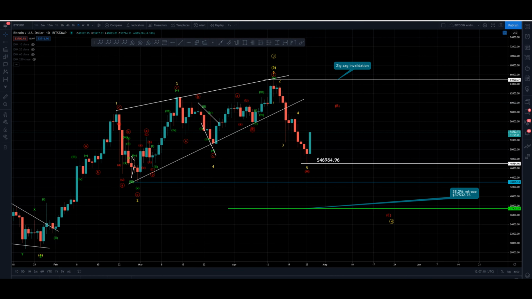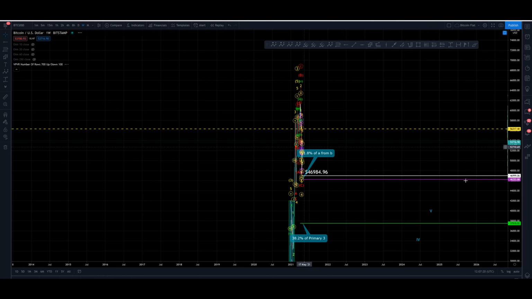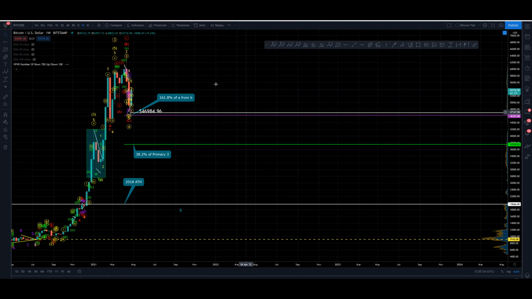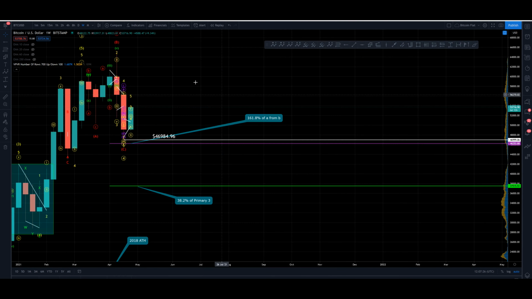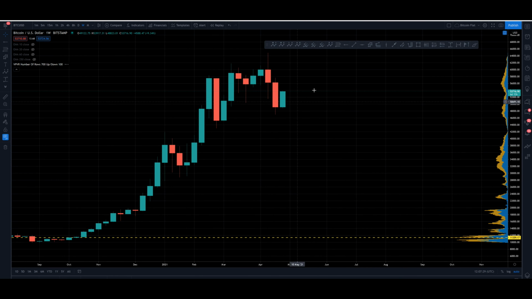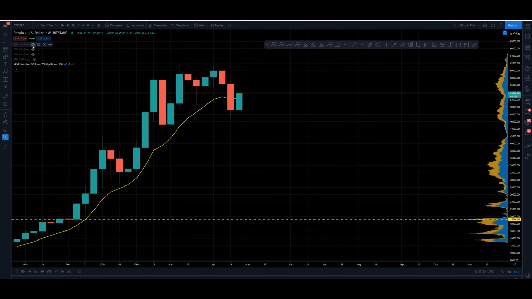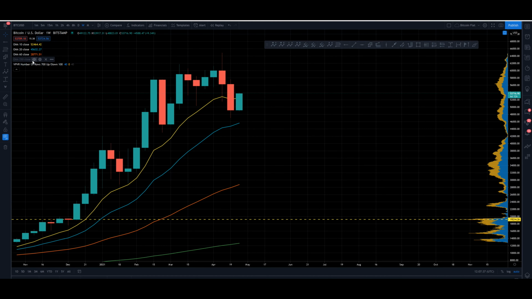So let's now come out to the weekly time frame and see if we can find any clues to support what we've just been talking about with our basic technical analysis, and also take a broader picture of the market from that point of view. So we're going to hide all our Elliott wave count now, and bring up our exponential moving averages, which is a 10 in yellow, a 20 in blue, a 60 in orange, and the 250 in green.